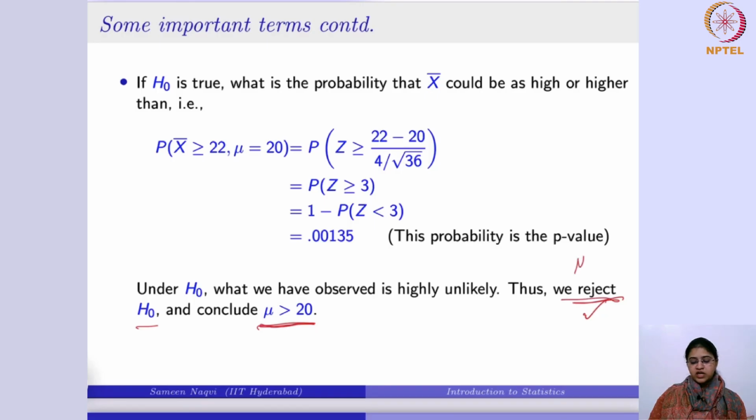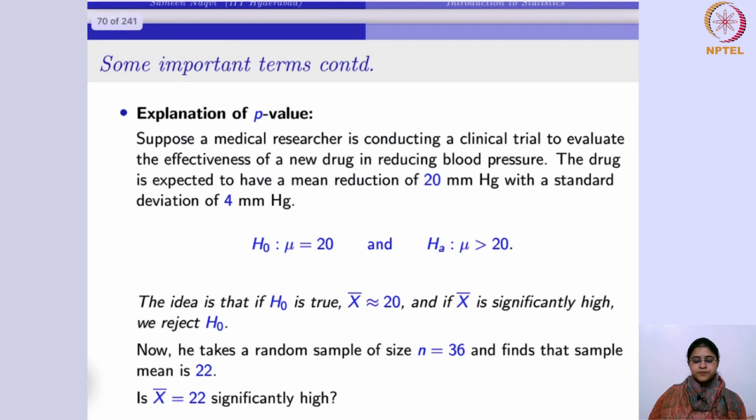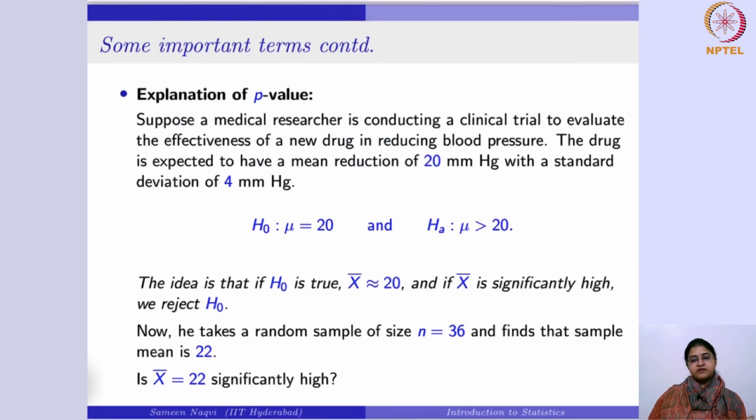Because the null hypothesis is what? Mu is 20. And the other one is that mu is greater than 20. So under the null condition, this is not going to happen. It means it would be the alternative. So you can conclude that the medicine they are trying to introduce is effective, because it is lowering the BP by more than 20.